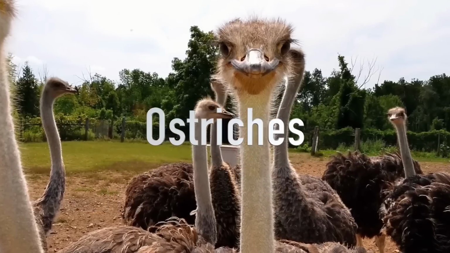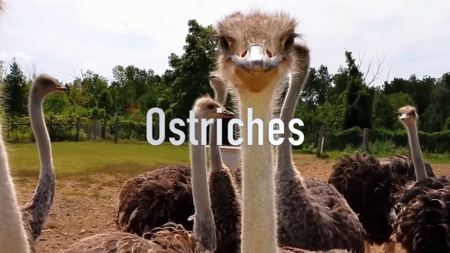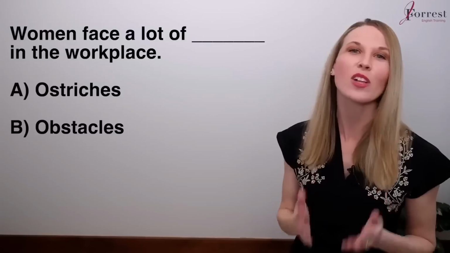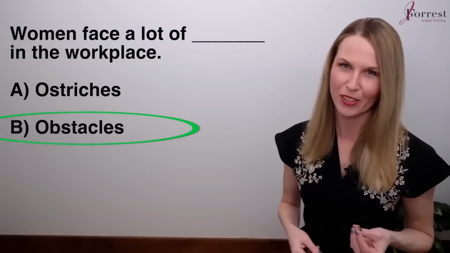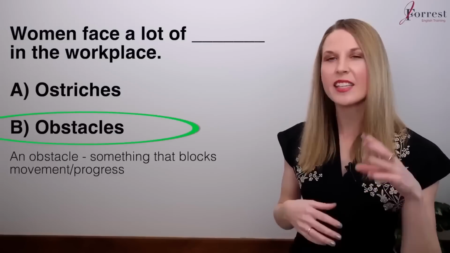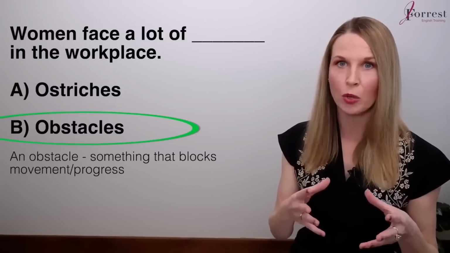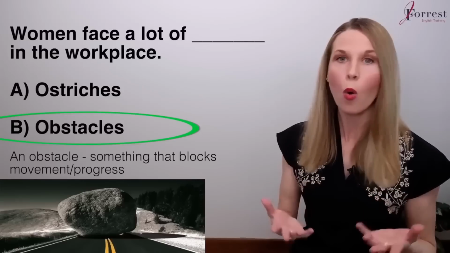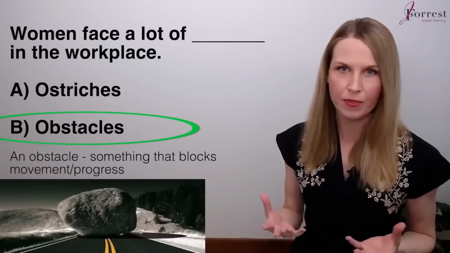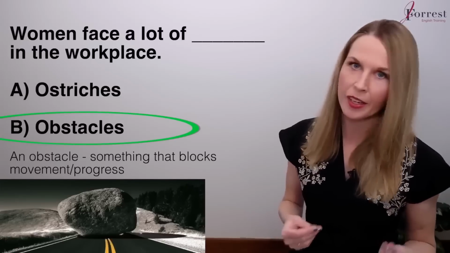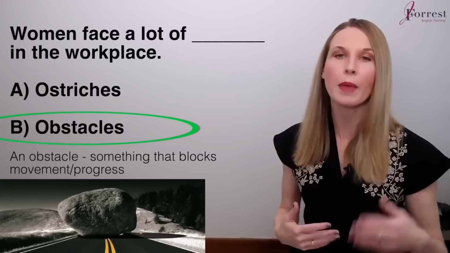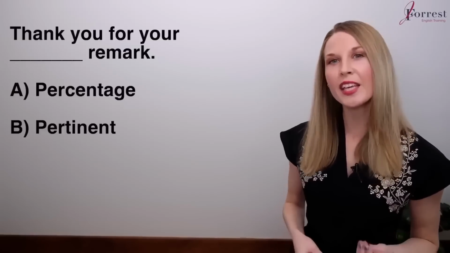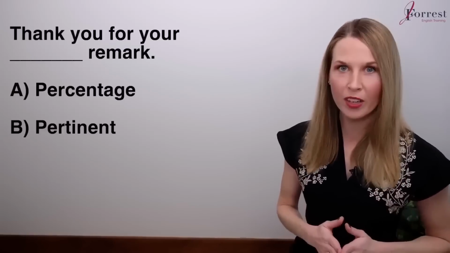Well, ostrich is a bird. So women don't face a lot of ostriches in the workplace. They face a lot of obstacles. An obstacle is something that blocks you, and it can be something physical like a roadblock, or it can be something non-physical like discrimination. So it's something that blocks you from making progress. That's an obstacle.